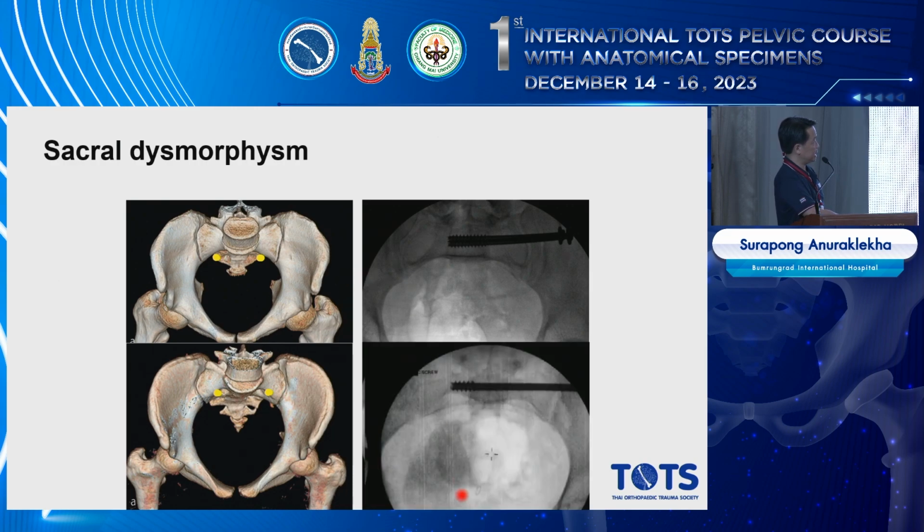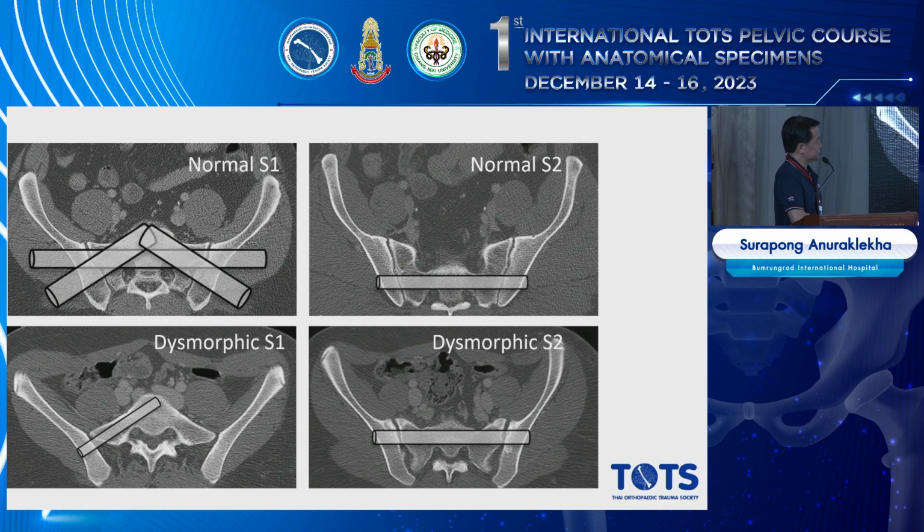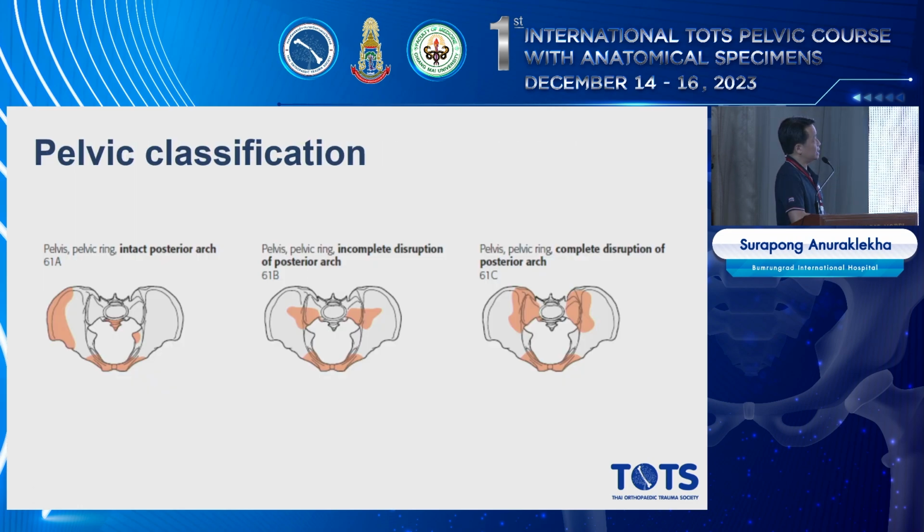This is the recess of the S1 that you can see very close to the trajectory. Just to show you a brief idea that you need to identify the dysmorphic sacrum for the pre-op planning. Now a brief talk about the pelvic classification.